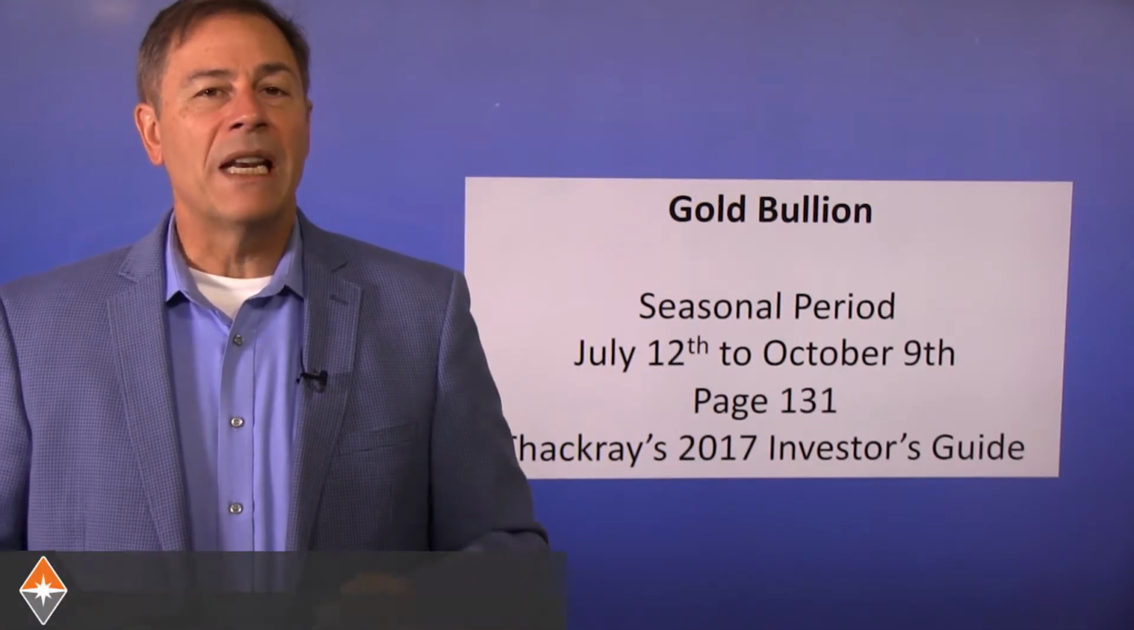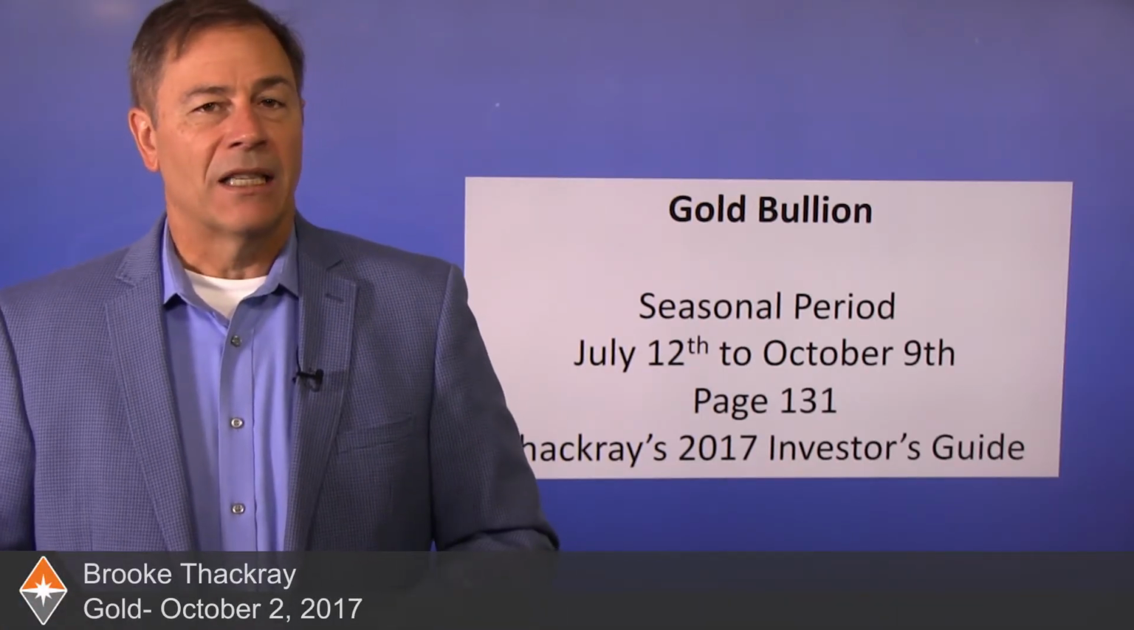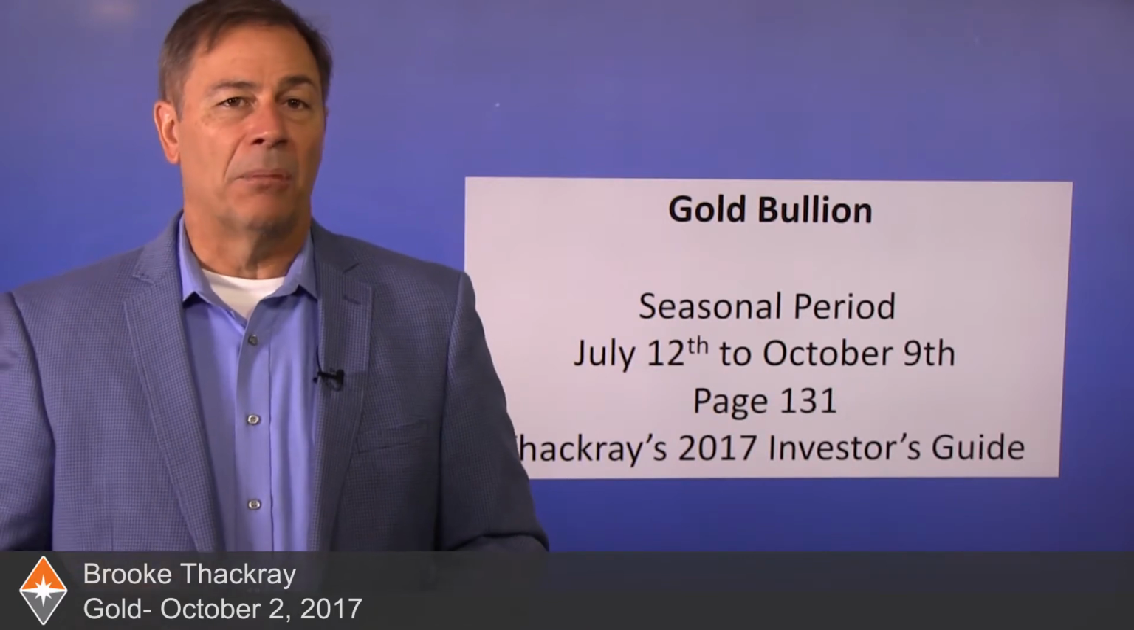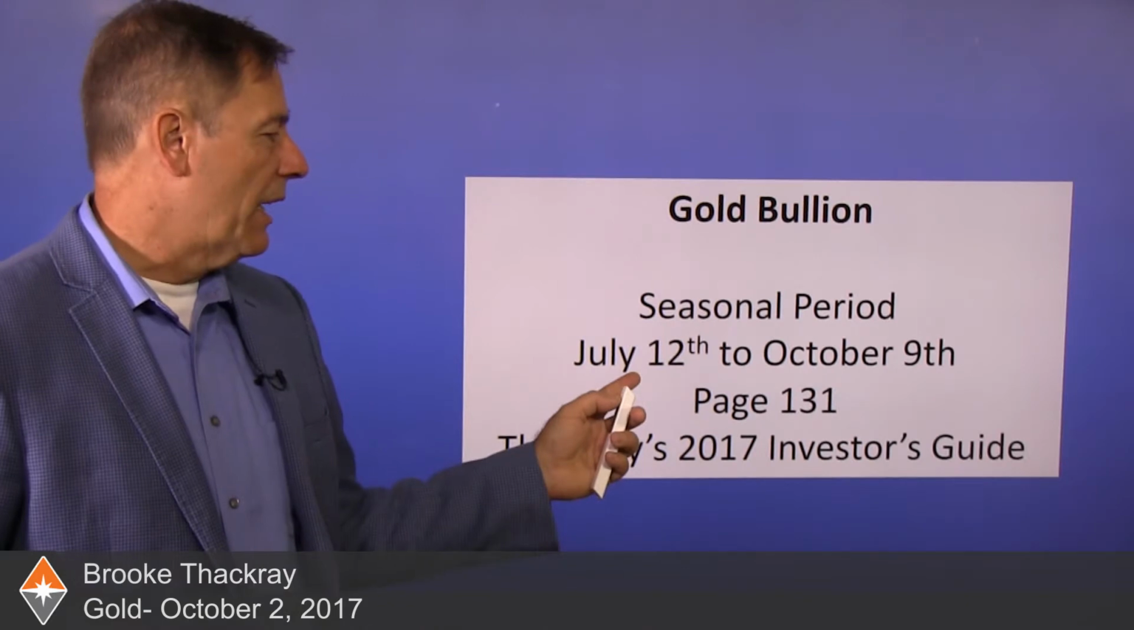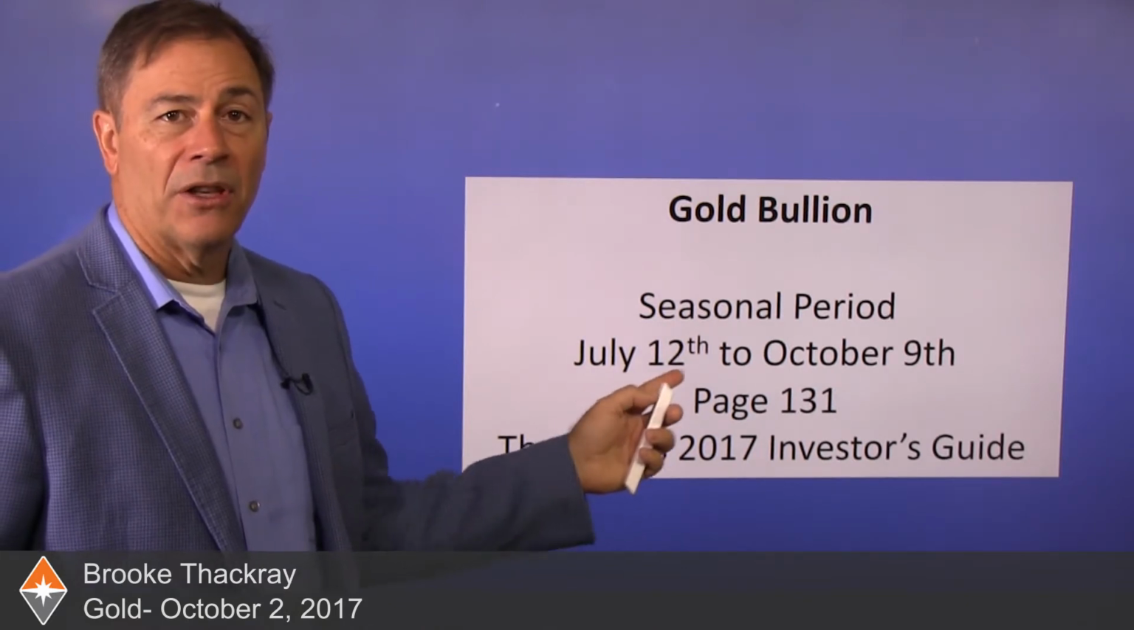Gold bullion has been of great interest over the last few months as its price has moved upwards, and it's starting to correct a little bit now. I've written about the seasonal trend for gold bullion in my previous books, and here you can see that I've got a seasonal period from July 12th until October 9th.